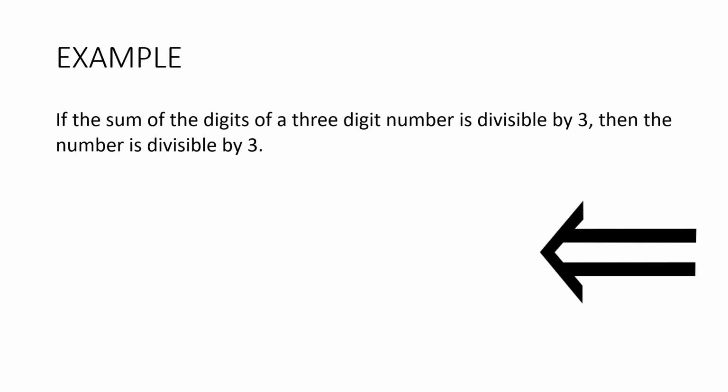Now let's prove the converse. If the sum of the digits of a 3-digit number is divisible by 3, then the number is divisible by 3. Now you'll find with these proofs that they're almost identical forwards and backwards. You've just got to reverse it.